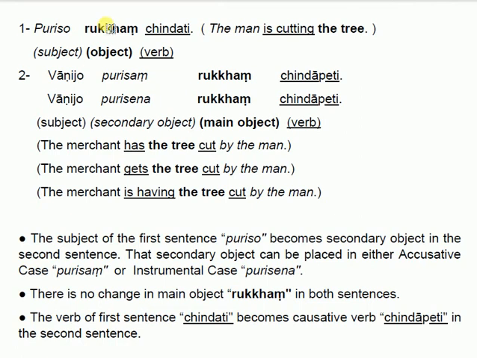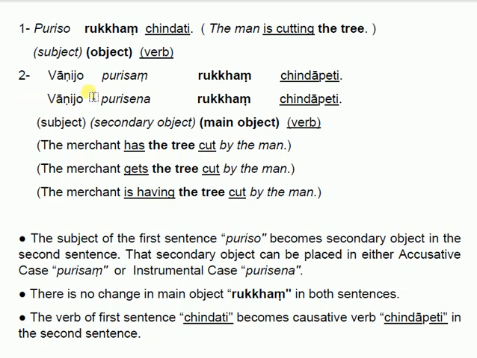In here, first sentence. Puriso rukkang chindati. The man is cutting the tree. Puriso means subject, the man. Rukkang means object, direct object, the tree. Chindati means verb. And here, second sentence.